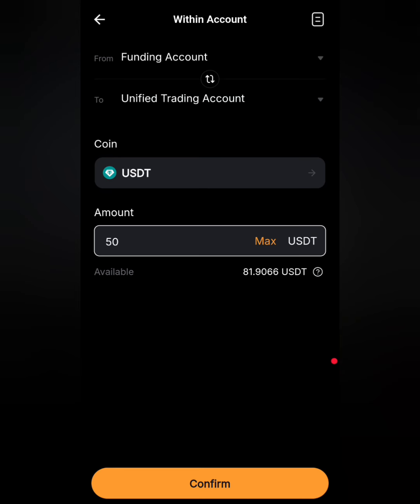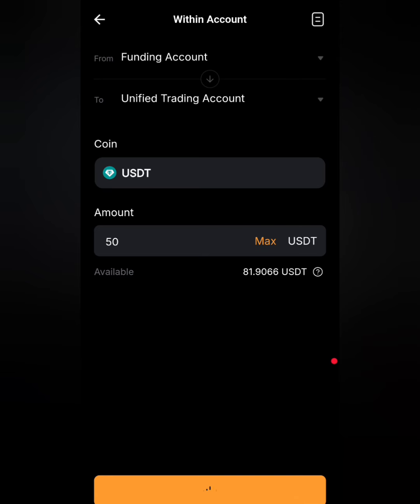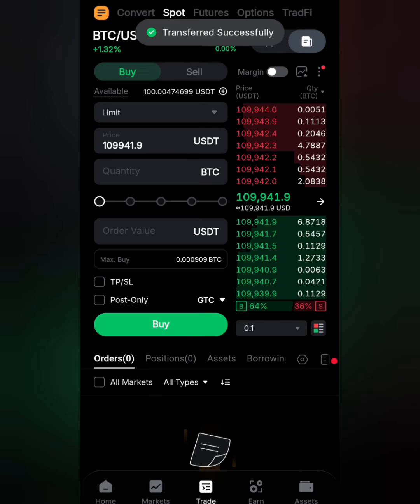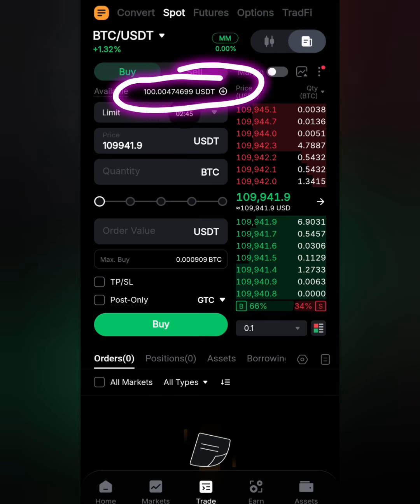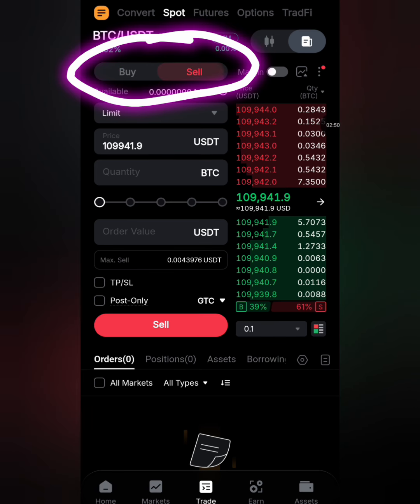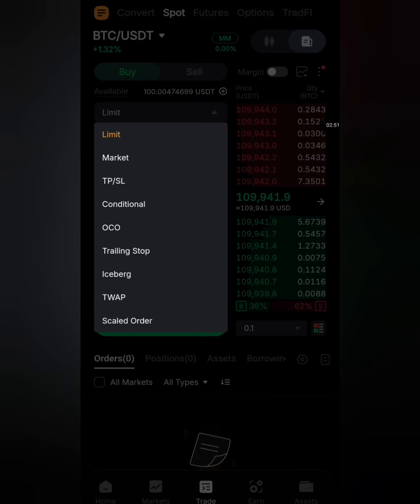So let's say I want to transfer 50 USDT to my unified trading. I'm just going to confirm this, and it has been added right here as you can see. Okay, now the next thing we're going to look at is the buy and the sell option right here. I'll also look at the limit and market orders right here.